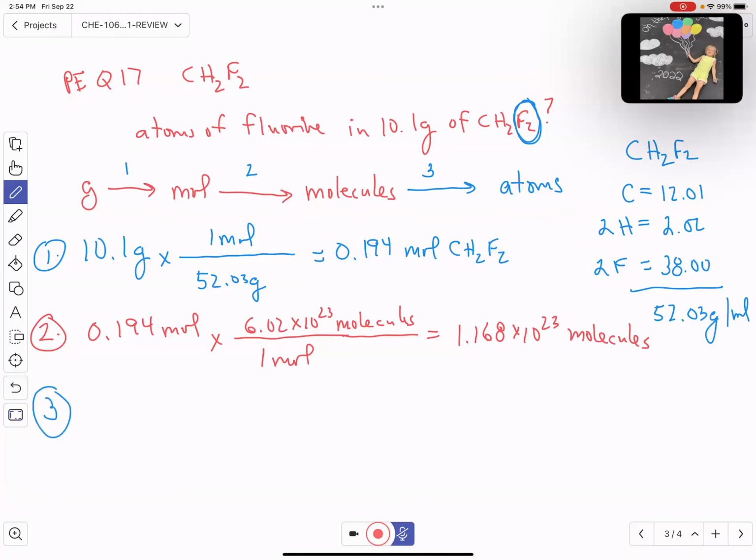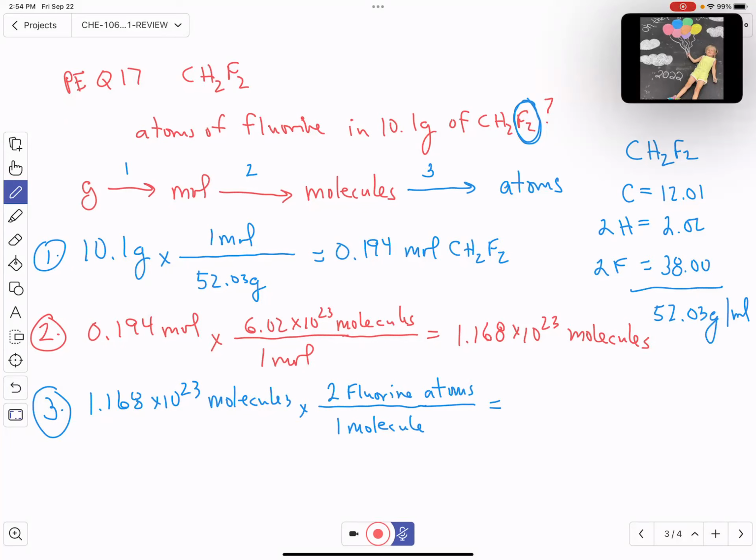Because step 3 is the step we haven't practiced a whole lot. Step 3 is where we go to the formula to see that I have 2 fluorines for each 1 molecule. So literally all we're going to do in the last step is multiply by 2, because I've got 1.168 times 10 to the 23 molecules. And by the formula I can say for every 1 molecule, that subscript 2 tells me we have 2 fluorine atoms. So we multiply by 2 to get our final answer.